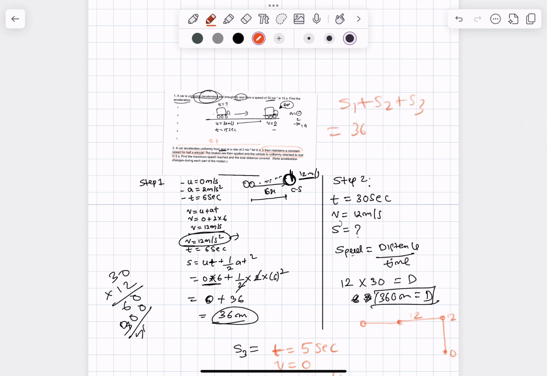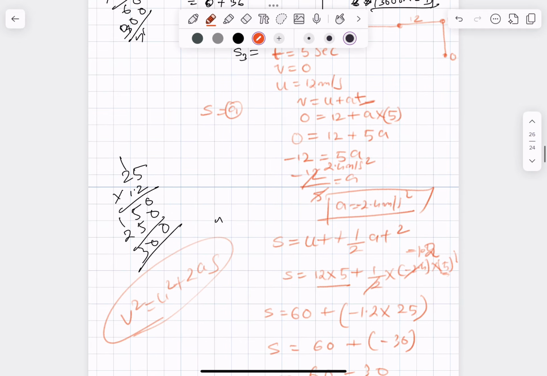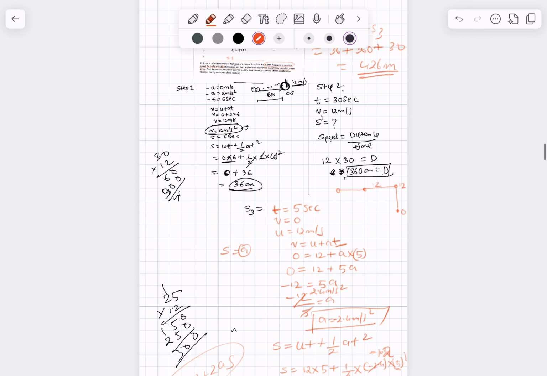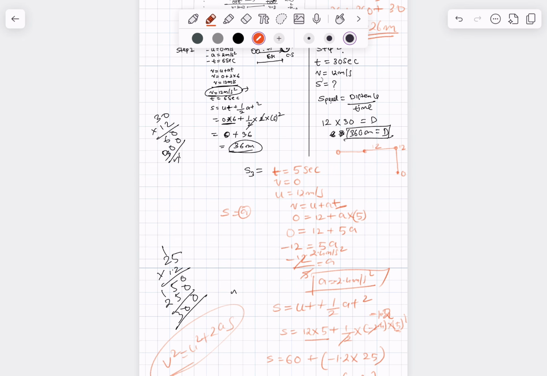S1 was 36, the S2 was 360, and the S3 was how much? 30. So when you calculate all, you get 426 meter. This is what it is. Clear? More clear, right?